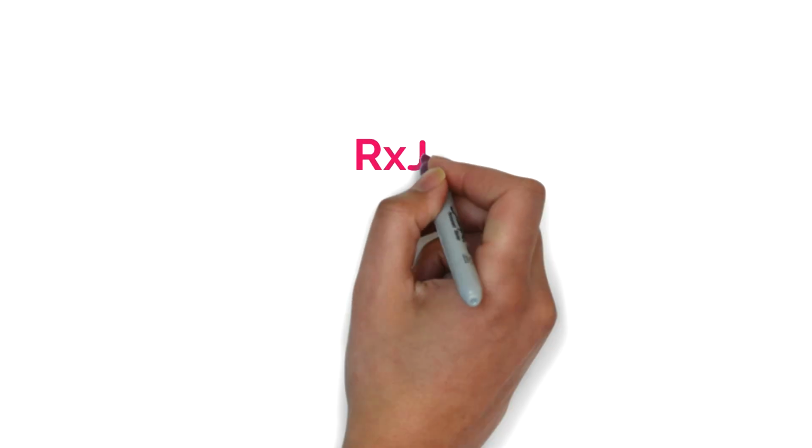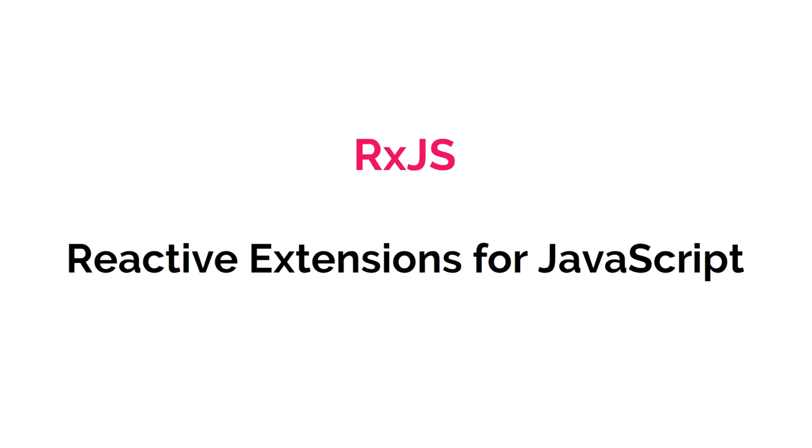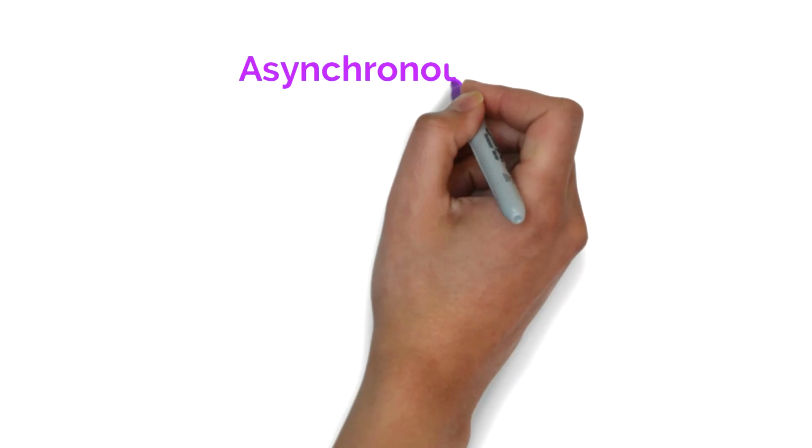What is RxJS? RxJS stands for Reactive Extensions for JavaScript. It is a JavaScript library that helps us work with asynchronous data and events in a simple and organized way. Now, don't worry if the term asynchronous data sounds confusing.